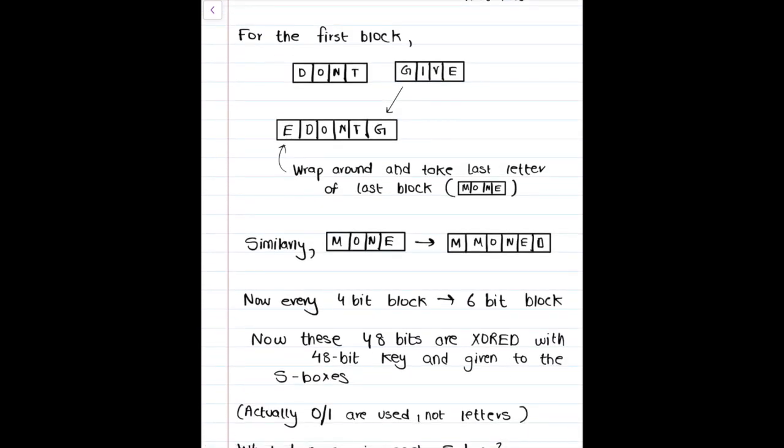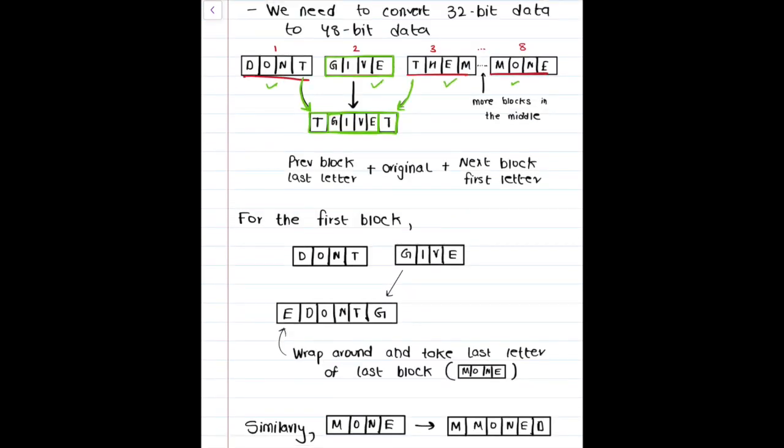Since the first block has no previous block and the last block has no next block, we wrap around and form a cycle. That means that the previous block for the first block is the last block, and the next block for the last block is the first block. If this is confusing, our first block was DON'T, and if we want to expand DON'T, we append the first letter of the next block, which is a G, to its end.